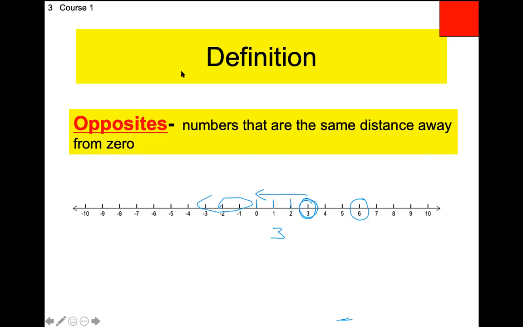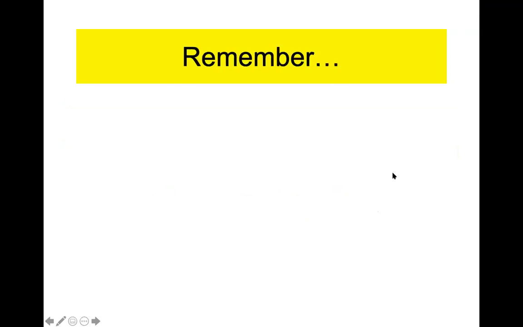So to find an opposite, all we do is pick a number. I'll pick a number here. Let's say 5. What's the opposite of 5, Caitlin? -5. You got it. So 5 and -5 we call opposites of each other. Why? Because they are the same distance away from 0. And that's how that game is played. Okay, so -5 and 5 are opposites.